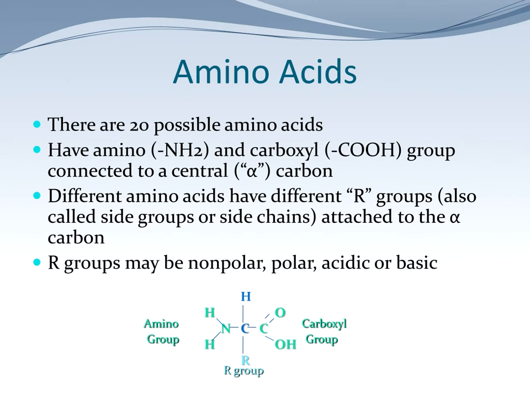Each amino acid has a central carbon atom that is attached to an amino group on one side, a carboxyl group on another side, a hydrogen, and a last group called an R group. The R groups are groups of atoms that make the 20 amino acids slightly different from each other.